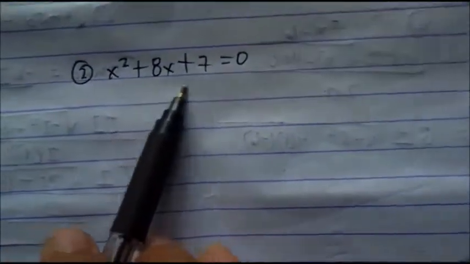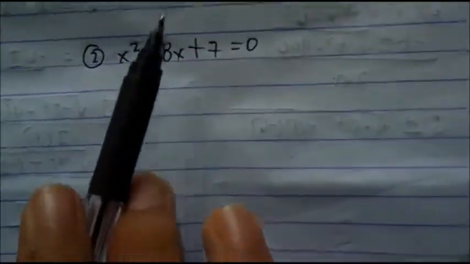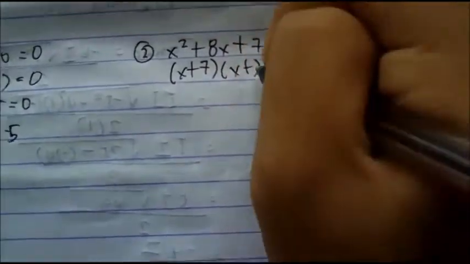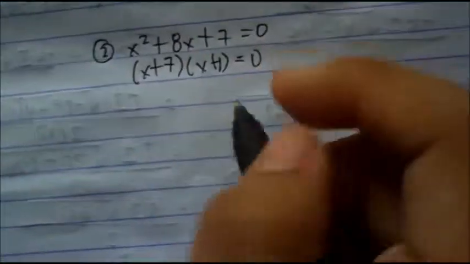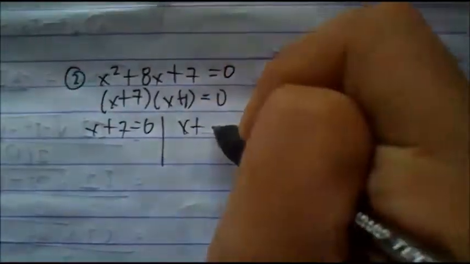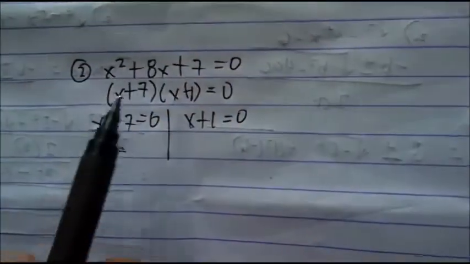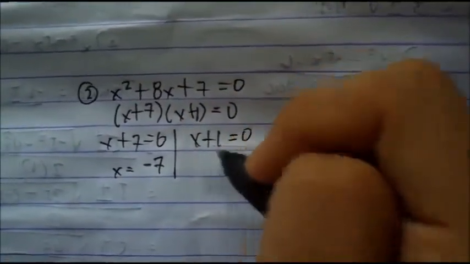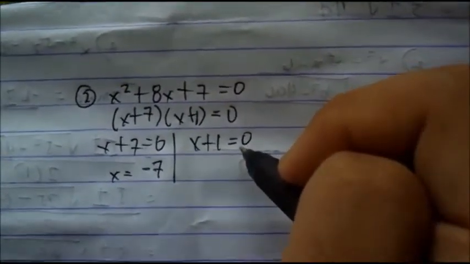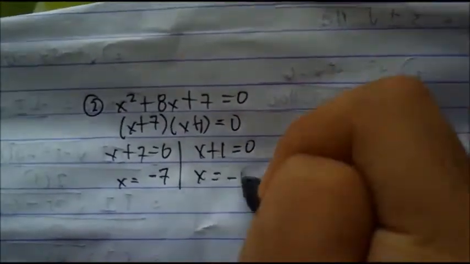So, we look for factors to get x, given the 7. The factors we found are x plus 7 and x plus 1 equals 0. x plus 7 equals 0. Then, x plus 1 equals 0. When transposed, x equals negative 7, since it is positive 7 here. And for x plus 1, when we transpose the 1, it becomes negative 1. So, the answer is negative 7, then negative 1.